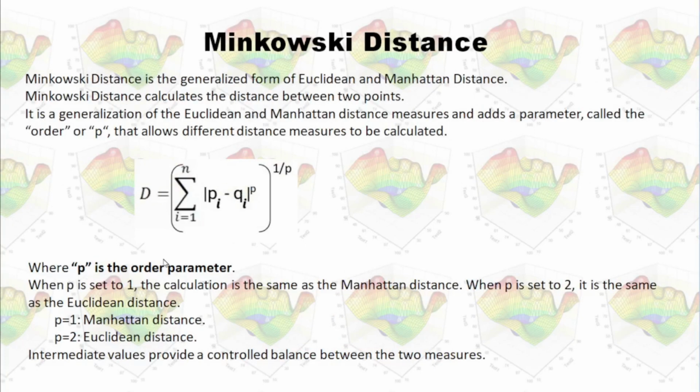Then there is a distance metric called Minkowski distance. Minkowski distance is a generalized form of Euclidean and Manhattan distance. It is a generalization of Euclidean and Manhattan distance measures and adds a parameter called the order, or p. You can see Minkowski distance is calculated with this formula.